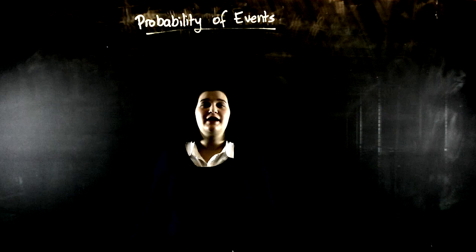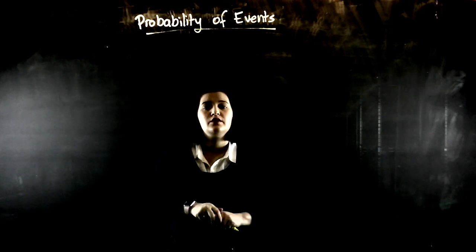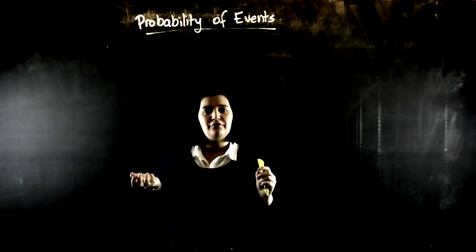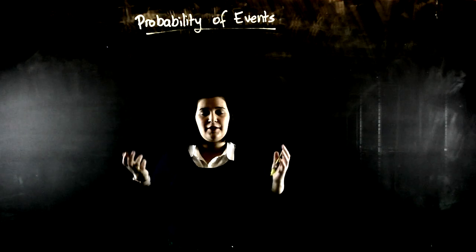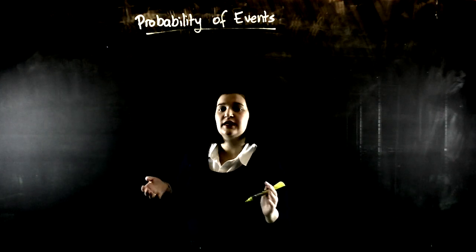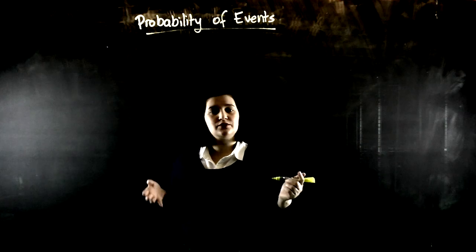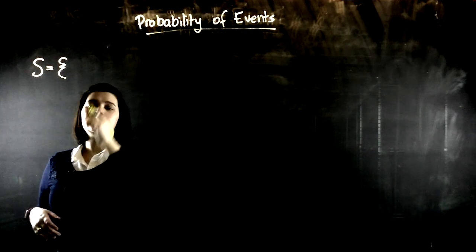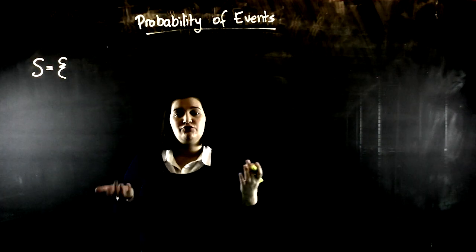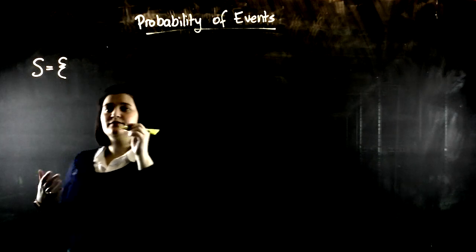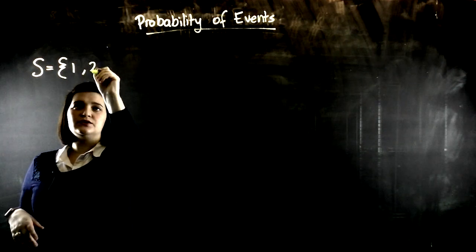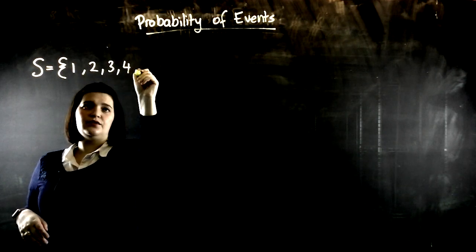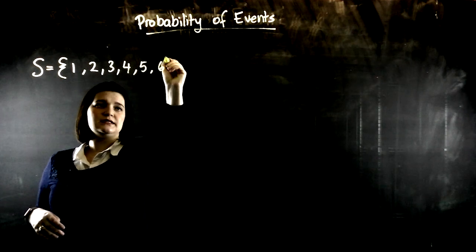Hi guys, I'm going to talk today about the probability of events. So we're going to recall for any experiment there's a set of outcomes, and the total set of possible outcomes is called the sample space, which we represent with a capital S and a set of curly brackets. So let's think about rolling a dice, a six-sided dice. My possible outcomes are 1, 2, 3, 4, 5, 6.